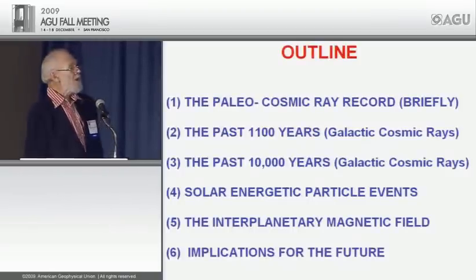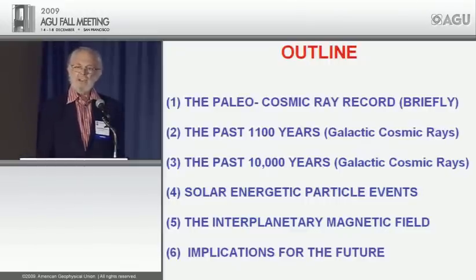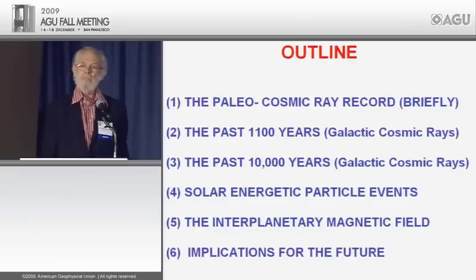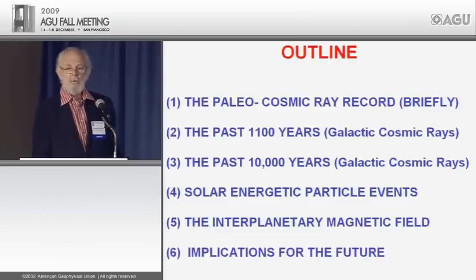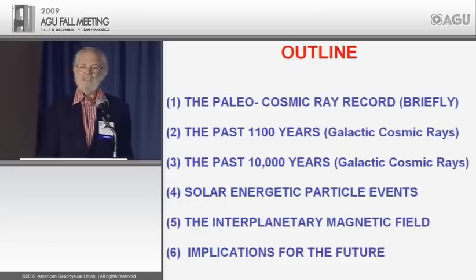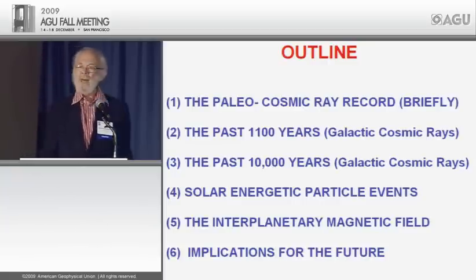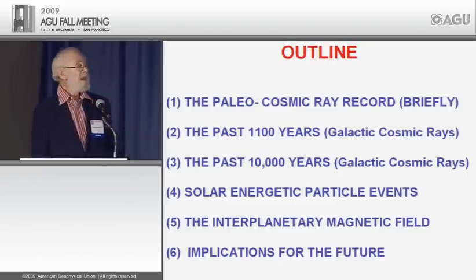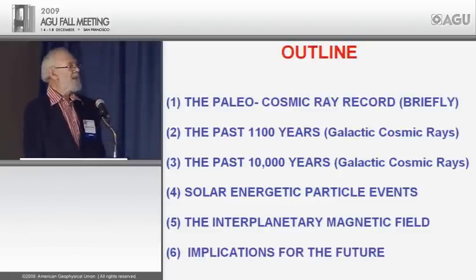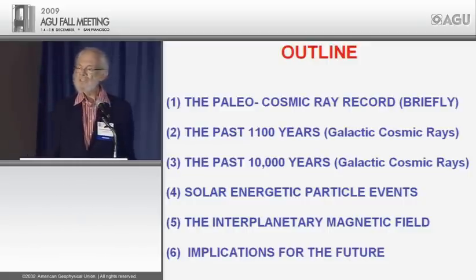Outline of the paper is before you. It will be based on the paleo cosmic ray record, which is based on a number of cosmogenic nuclides. I will explain that a little bit because in the last 10 years, the whole story of the cosmogenic nuclides has changed very greatly. And I want you to just understand where we are now in that. I will look at the last 1,100 years to get a feel for what we might expect. I'll use 10,000 years to get statistics, and then we'll talk about a few other issues.